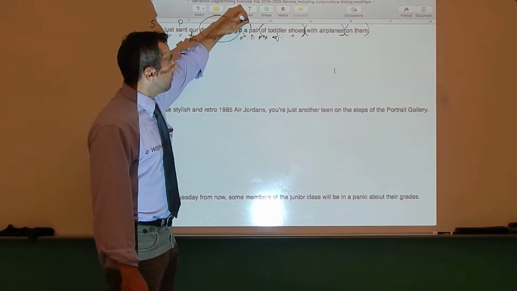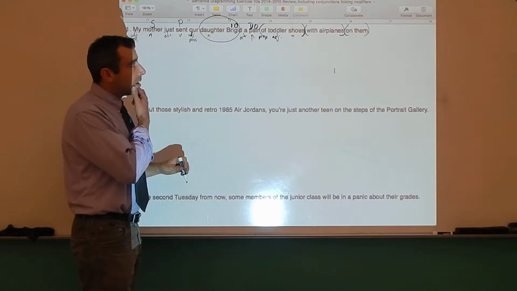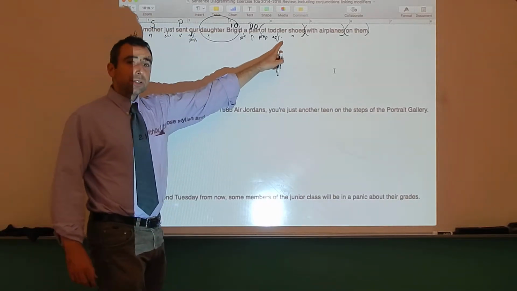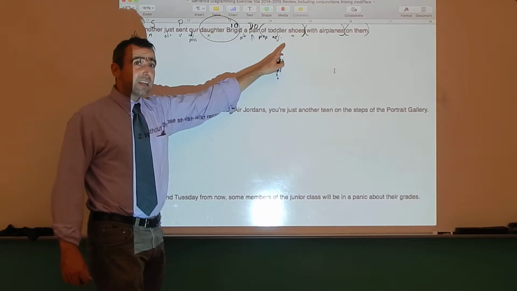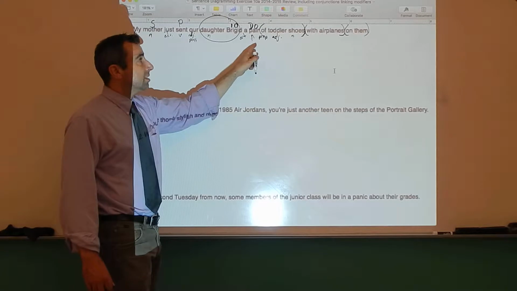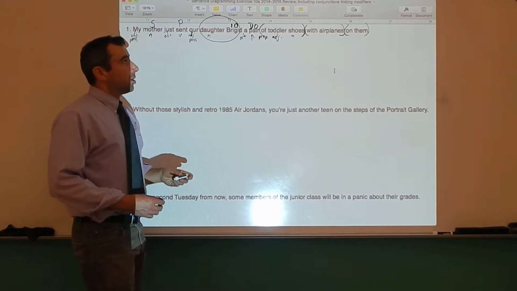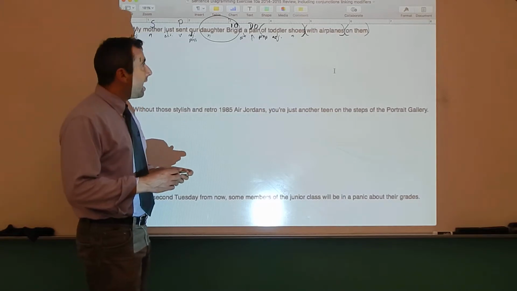Pair is the direct object. Remember, the object of a preposition can't be anything else in the sentence except the object of the preposition. So it's a pair that's what's being sent. Of toddler shoes tells us more about that pair. Shoes is not the direct object. Pair is the direct object.